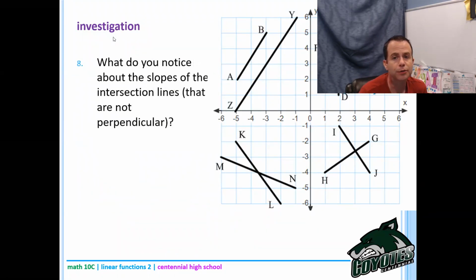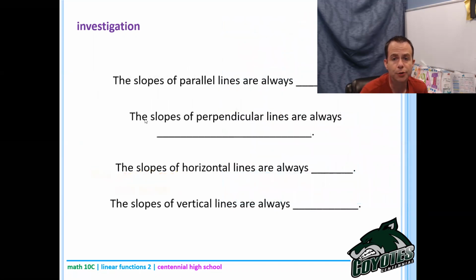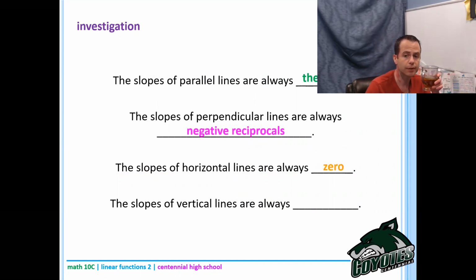What do you notice about the slopes of the intersecting lines that are not perpendicular? So these guys here were the intersecting lines. And all you need to notice there is that they're different. We don't have any connection between the two of them, okay? All right, so your take-home message from this little investigation is the following. The slopes of parallel lines are always the same. The slopes of perpendicular lines are always negative reciprocals of each other. The slope of a horizontal line is always 0, and the slope of vertical lines is always undefined.